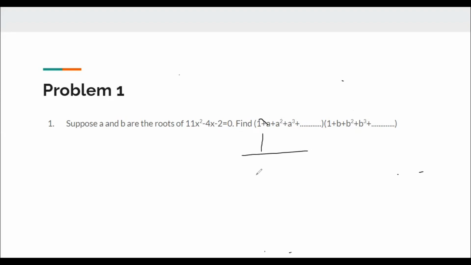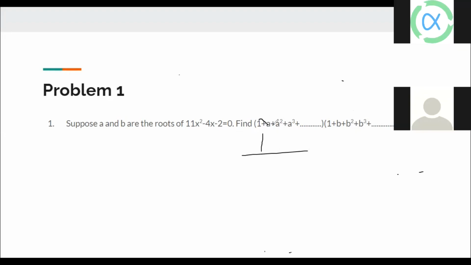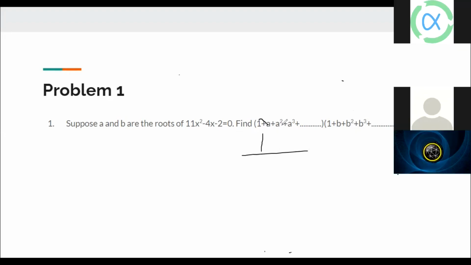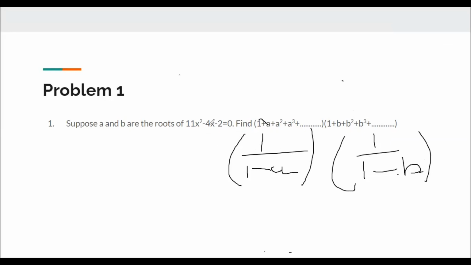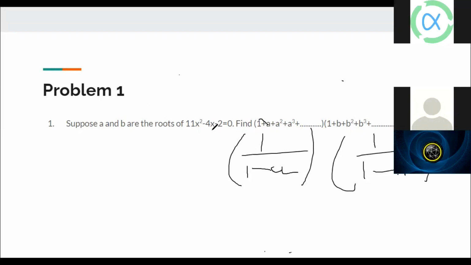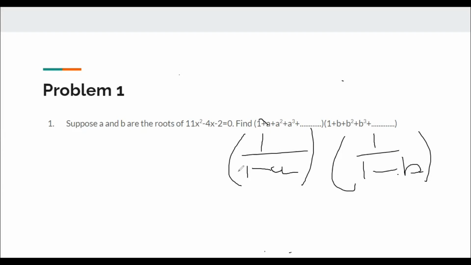And you also know that a is probably less than 1, because there's no way they're going to make you sum it if it diverges, or a is greater than 1. So 1 over 1 minus a times 1 over 1 minus b is equal to the roots of this. So you could find the roots and just plug them in.